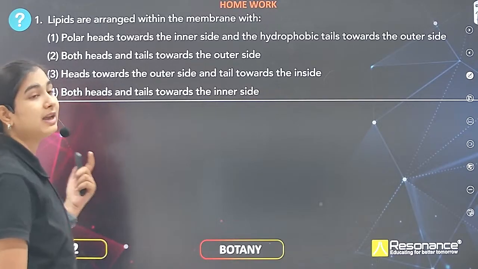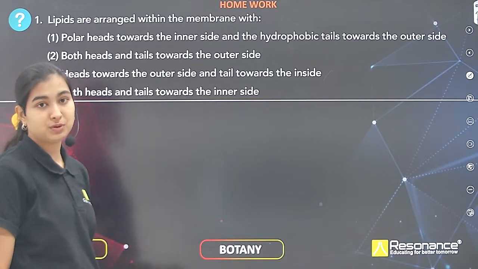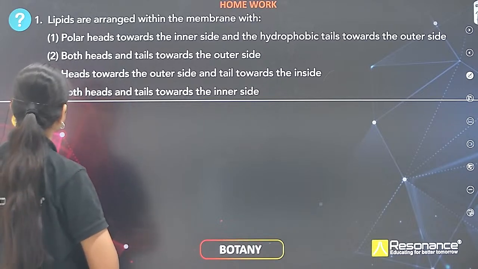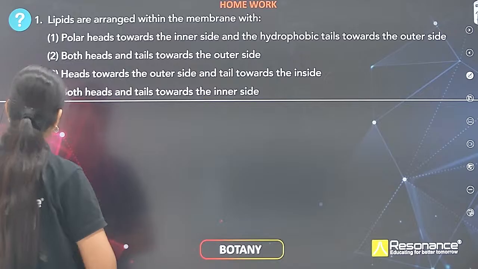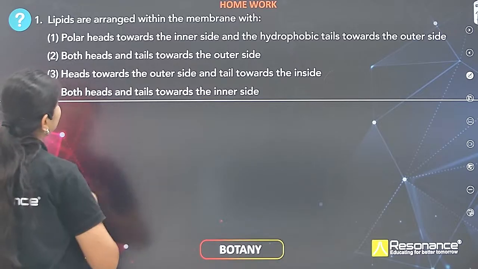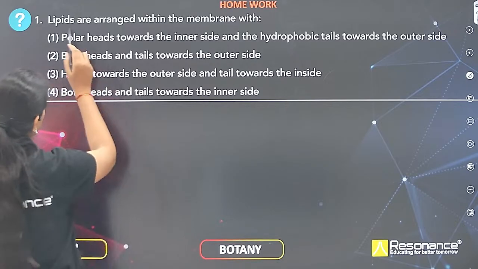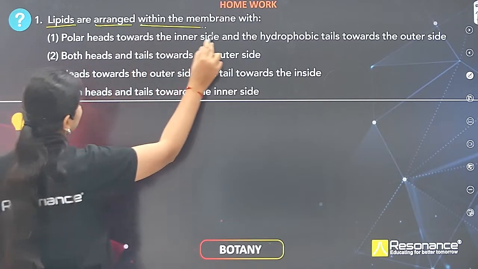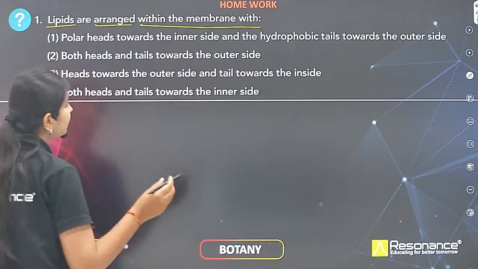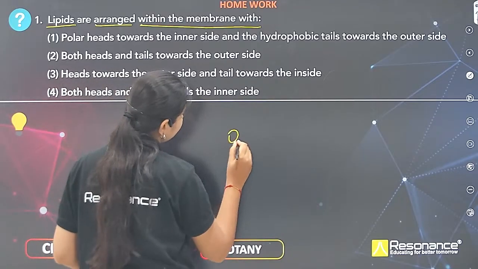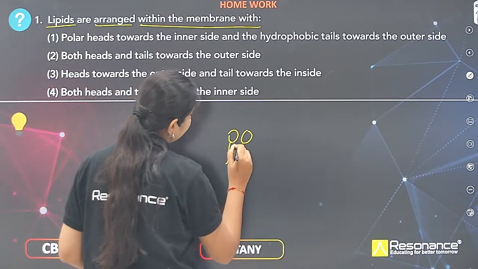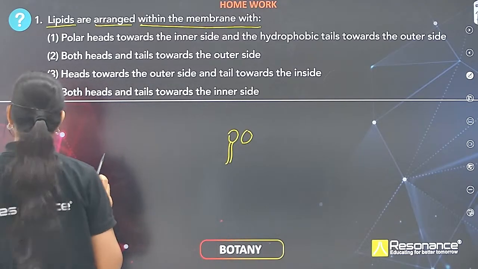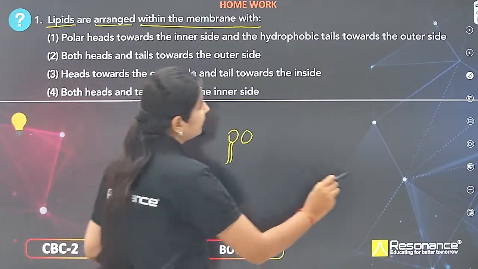Yeah, so here we are done with the in-class discussion questions. Let us solve this homework question. Now what is the first question? Lipids are arranged within the membrane. So they are asking about the arrangement of the lipids. Lipids are arranged within the membrane with what? Here, what did we study? If you remember the structure, how exactly is the structure?